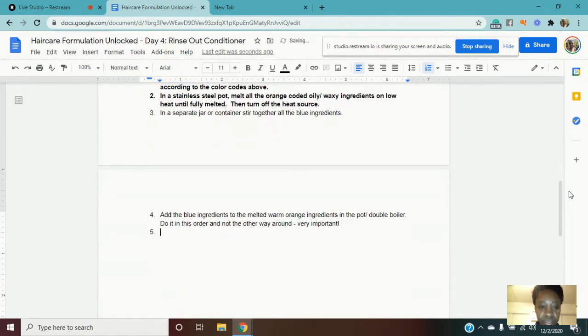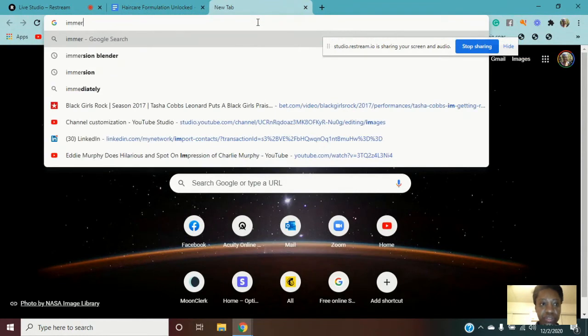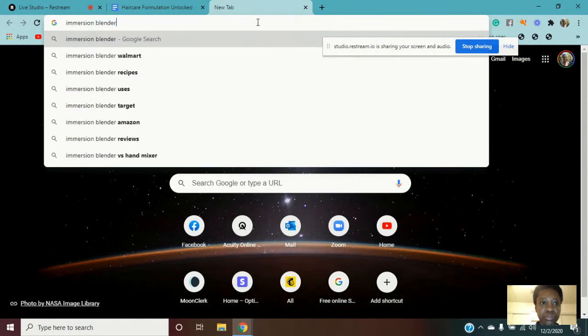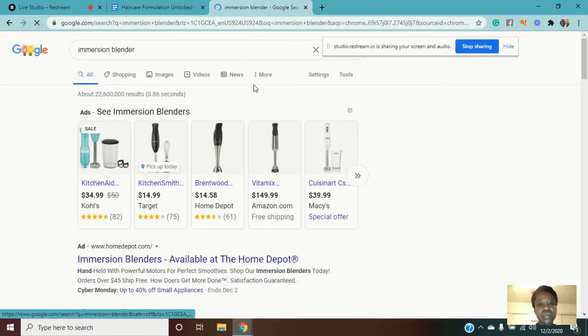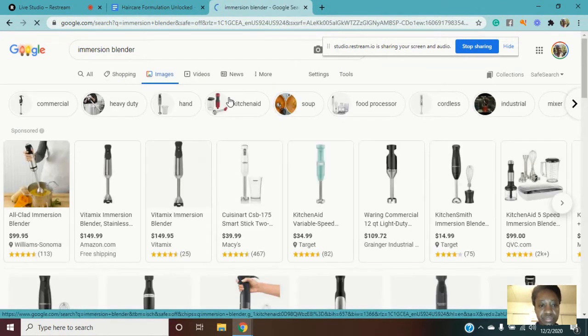Then you're going to take your immersion blender. So that's going to be a stick blender, right? So the kind that looks like this. Let me just do a quick search. Okay, so this kind of thing. Let me go to images, maybe that'll make it bigger for you guys, okay? So these kind of blenders.